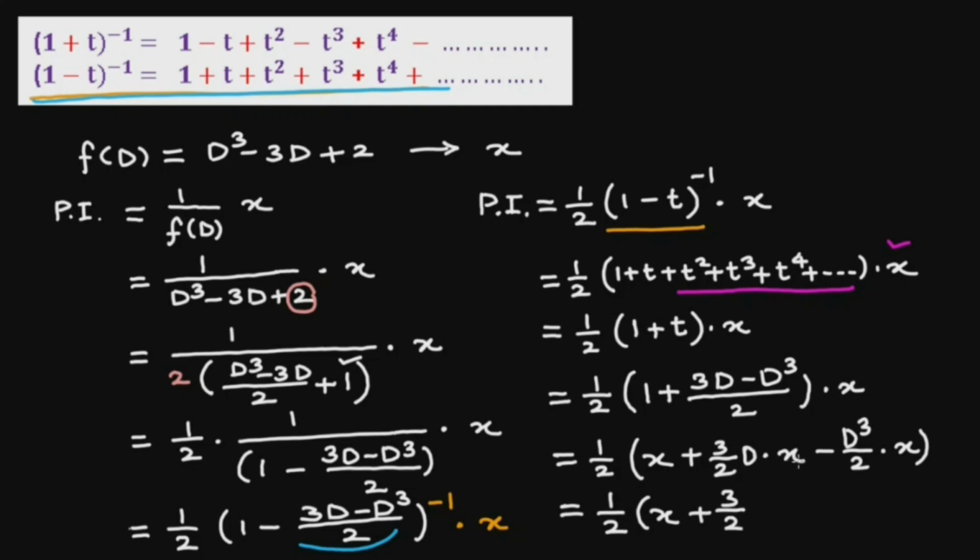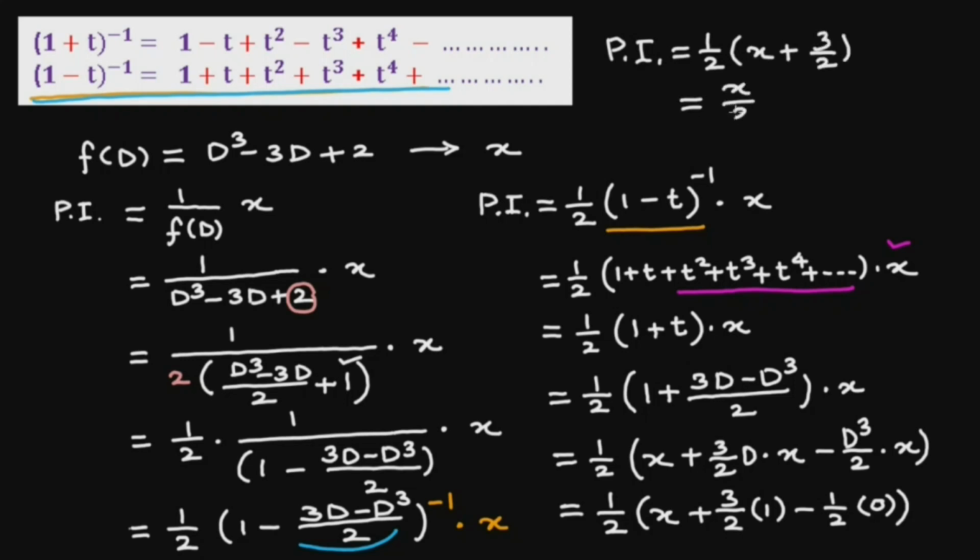D operating on x means derivative of x, which is 1, minus half D cube operating on x will be 0 because second derivative onwards derivative of x will be 0. So the particular integral will be half into (x plus 3 upon 2) or x upon 2 plus 3 upon 4. So this will be required particular integral of x when operated upon by 1 upon D cube minus 3D plus 2.